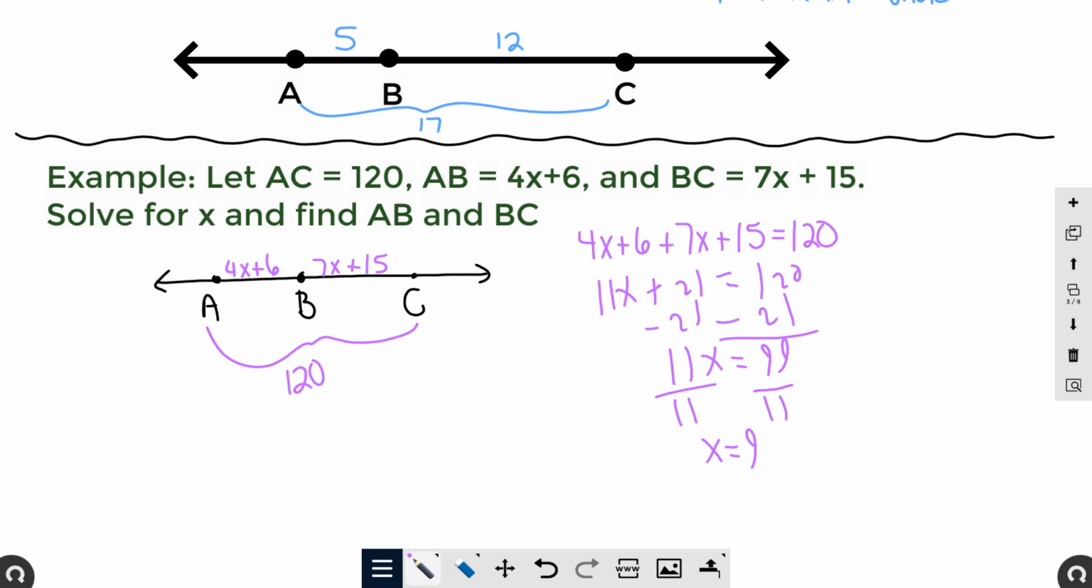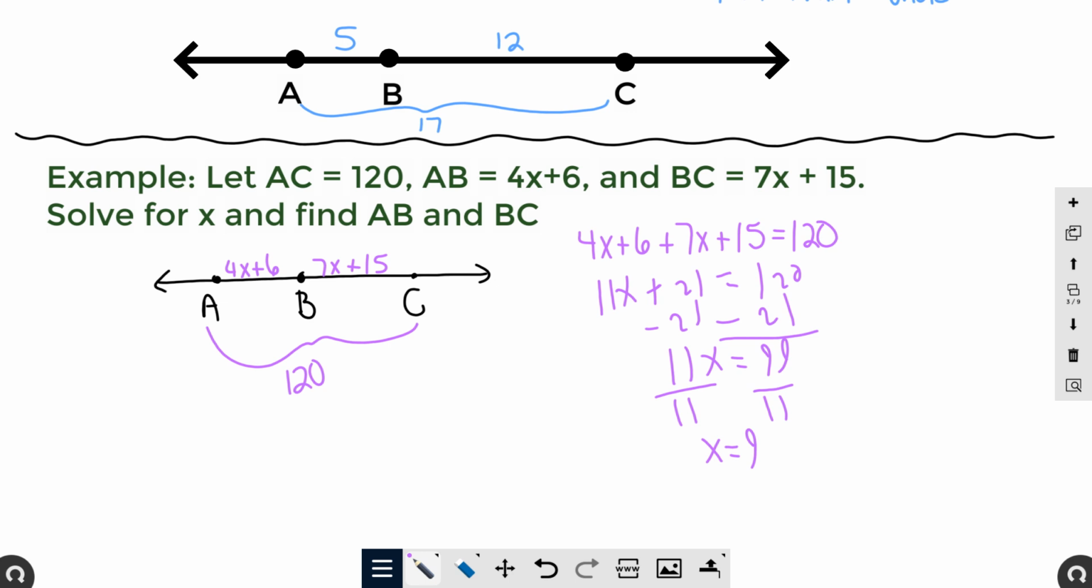So much enthusiasm today. But yeah, we combined our like terms. So 4 and 7 makes 11. 6 and 15 make 21. Then you got to minus that 21 and divide by 11. So you get x equals 9. Any questions about that solving part?